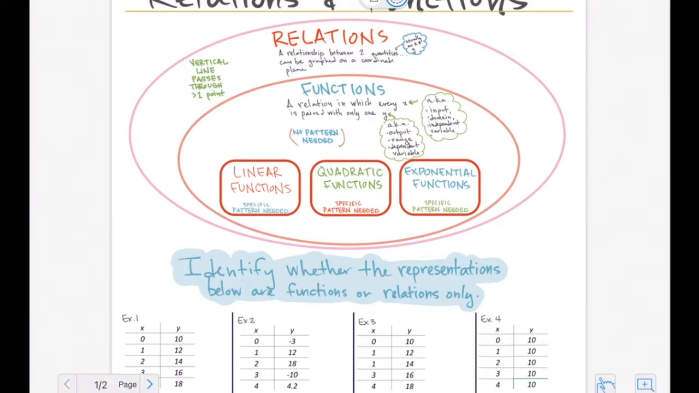So for a relation, a vertical line drawn somewhere, sometimes multiple places, sometimes only one place, will pass through more than one point at some place on the graph. Whereas if you're dealing with a function, a vertical line drawn anywhere on the graph won't ever pass more than one point. Okay, so let's talk about some examples.